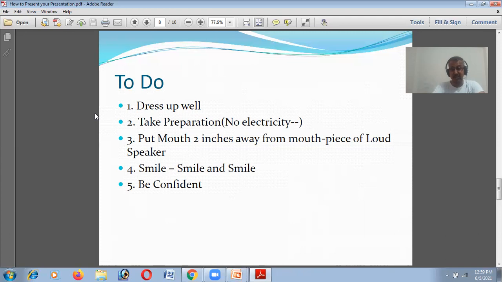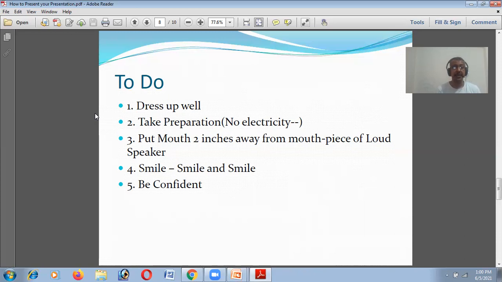And smile, smile, and smile. Smile is one kind of body language that can be so important in case of presentation. Whatever may be your physical condition, whatever may be your family condition, whatever problem may be in your life, when you are presenting your topic before the audience, just smile. Keep a smiling face all through the time of your presentation.